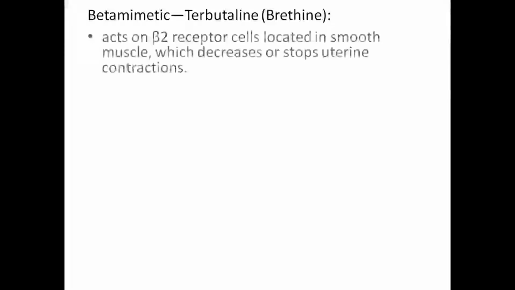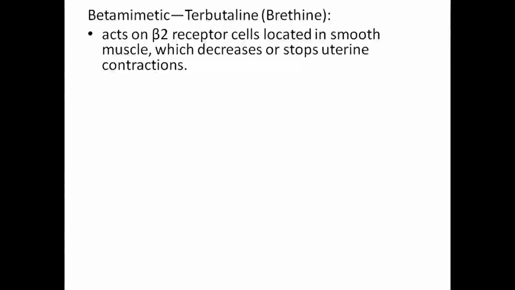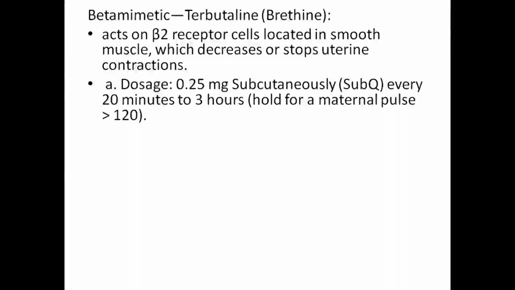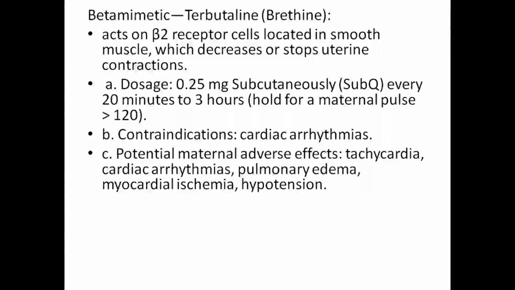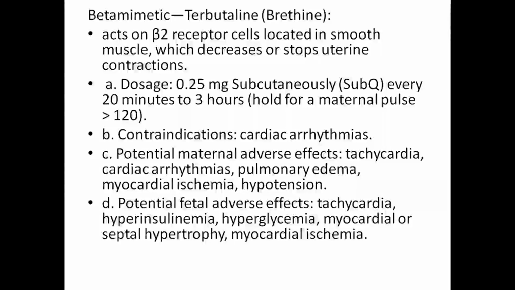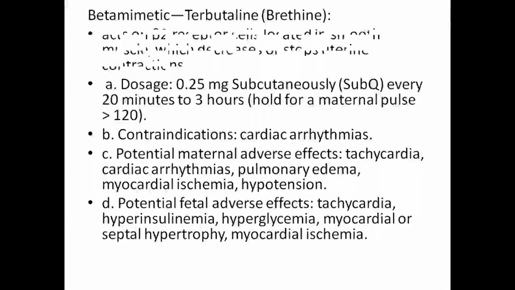Beta mimetics, that is terbutaline, act on beta receptors located in the smooth muscle. The dosage is 0.25 mg subcutaneously every 20 minutes to 3 hours, as long as the maternal pulse is not more than 120. Contraindications are cardiac arrhythmia. Potential maternal adverse effects are tachycardia, cardiac arrhythmia, pulmonary edema, myocardial ischemia, and hypotension. Potential fetal adverse effects are tachycardia, hyperinsulinemia, hyperglycemia, myocardial or septal hypertrophy, and myocardial ischemia.